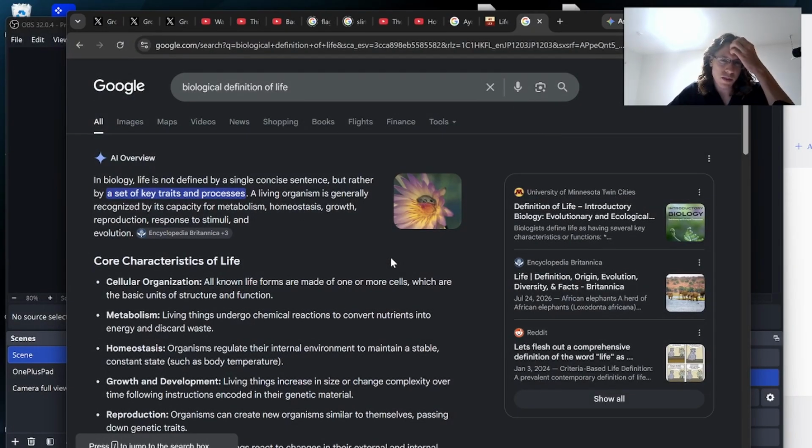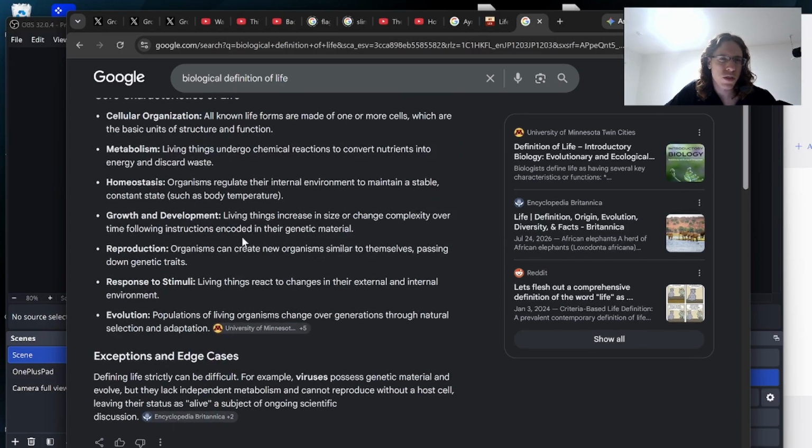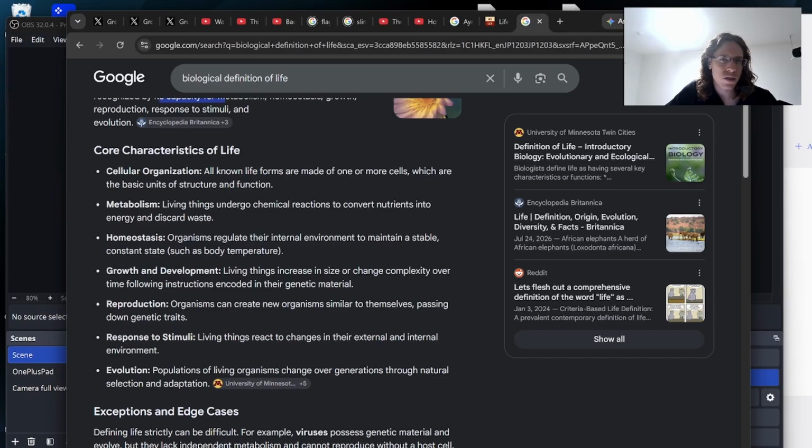So yeah, let's start with a general question. How to define life? If you ever thought about it, you probably know the standard biological definition. And as you know, it's kind of ugly, right? See, in biology, life is not defined by a single concise sentence, but rather by a set of key traits and processes. A living organism is generally recognized by its capacity for metabolism, homeostasis, growth, reproduction, response to stimuli, and evolution. Here they are, all these factors.